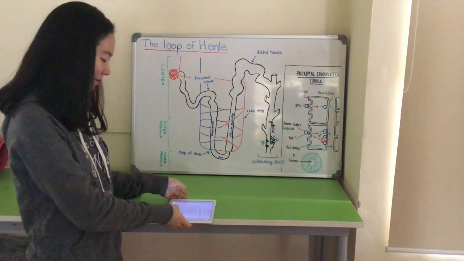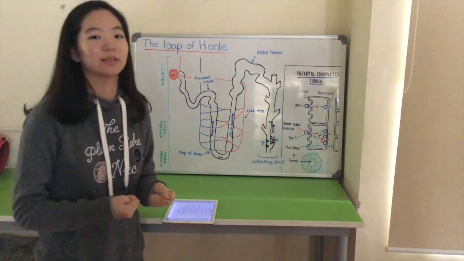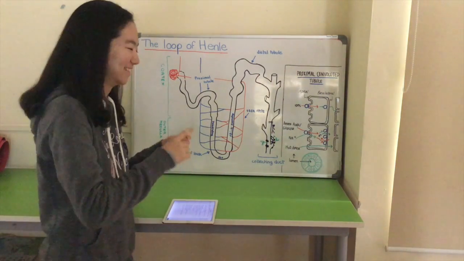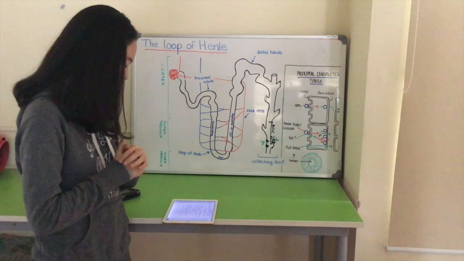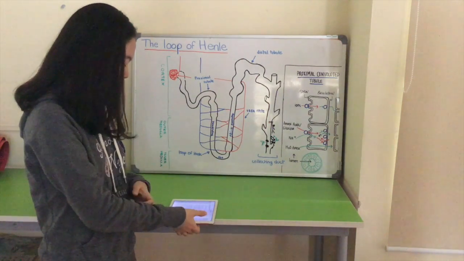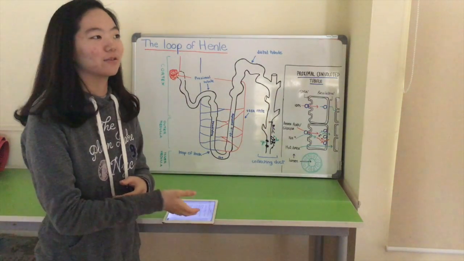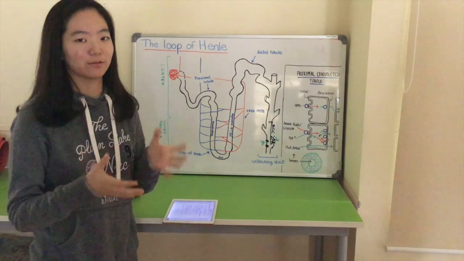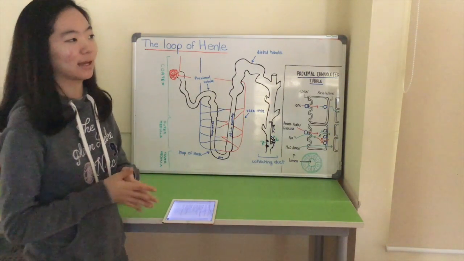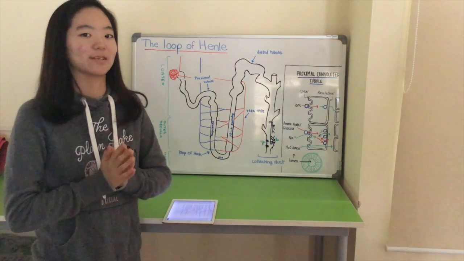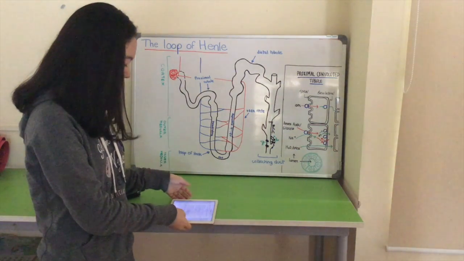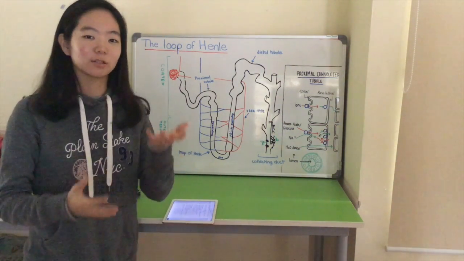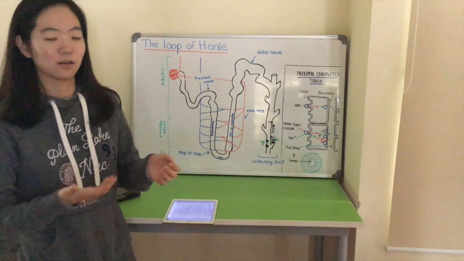Now, when the body is hydrated, the solute concentration in the blood is low. ADH is not secreted, and relatively little water is reabsorbed. So a high volume of urine, which is dilute, is produced, and the blood solute concentration is increased. So this process of balancing blood solute concentration and water levels in the kidneys is called osmoregulation.